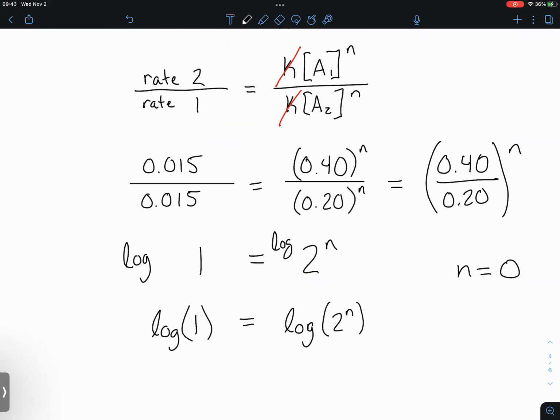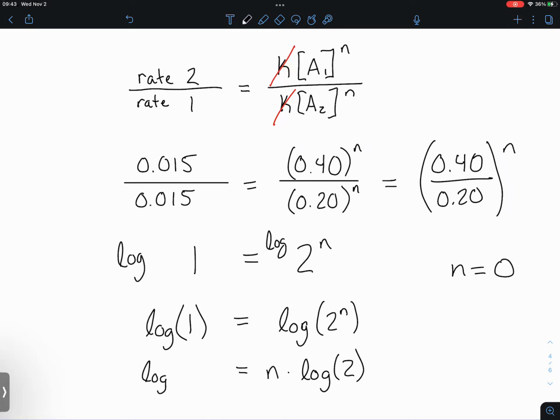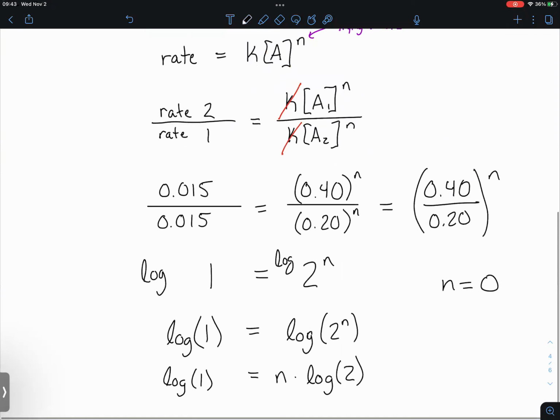Because of how logarithms work, this would be the same thing as n times the log of 2. Like, this isn't an algebra class. Hopefully this is something you would know about logarithms from your algebra class. If not, you're just going to trust me on it. Taking the log of something to the power of n is equivalent to multiplying that expression by n. So this allows us to pull that n out, more or less. So then I have the log of 1 equals n times the log of 2. And I need more room.